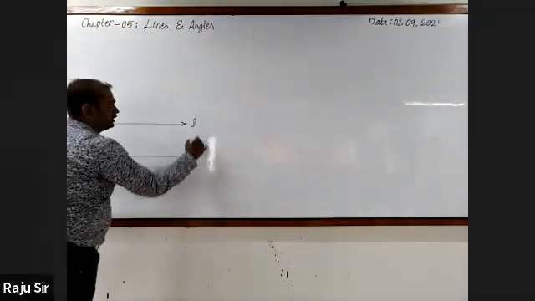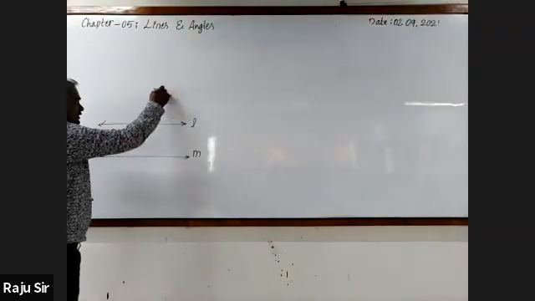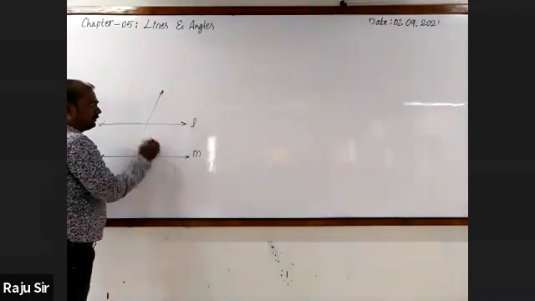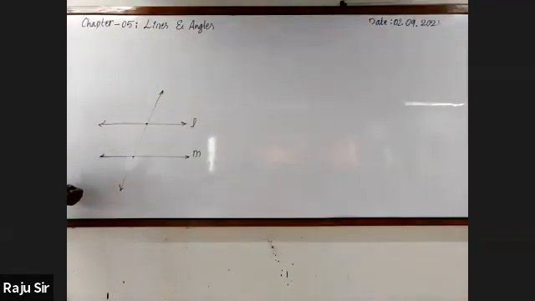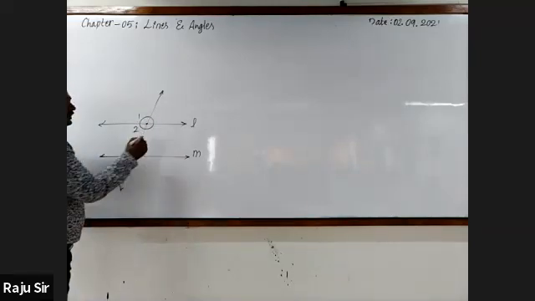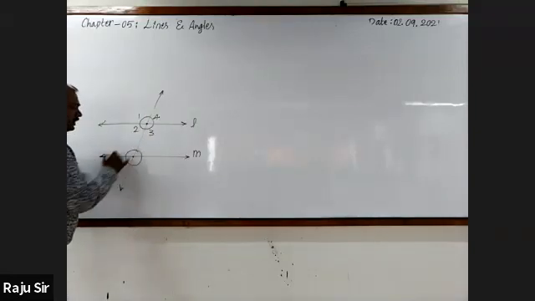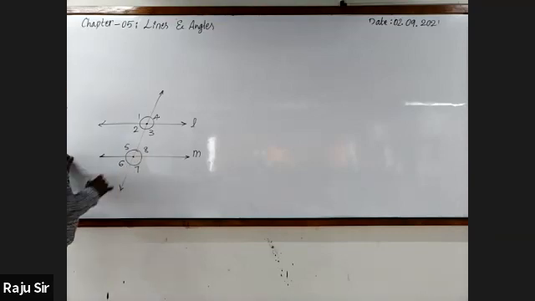Assume that L and M are two lines which are parallel to each other. Let us draw a straight line which intersects L and M at distinct points. So in total, how many angles are formed? Eight. At each point, 4 angles are formed. We can number them as 1, 2, 3, 4, and at the next point, 5, 6, 7, 8.